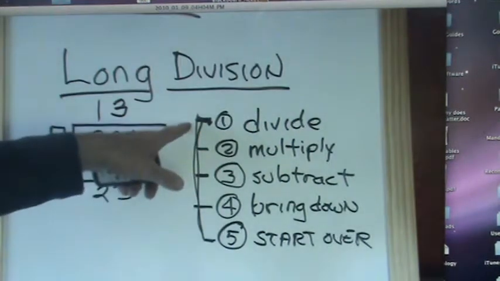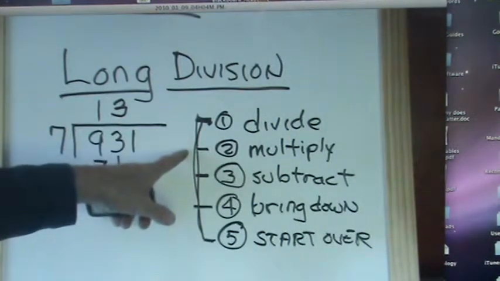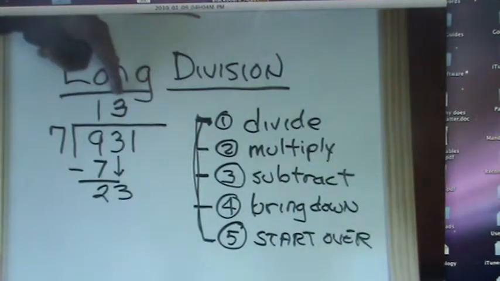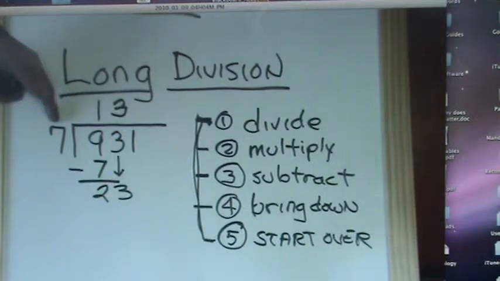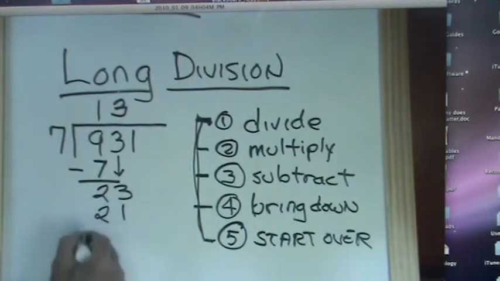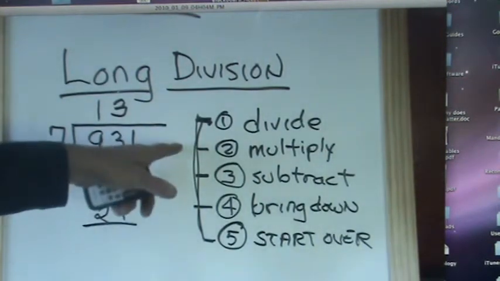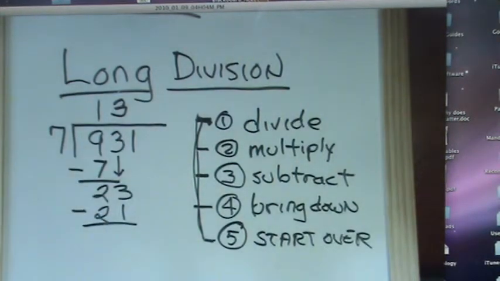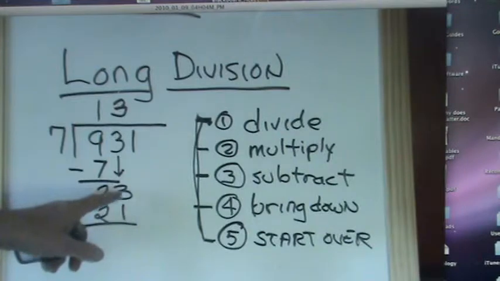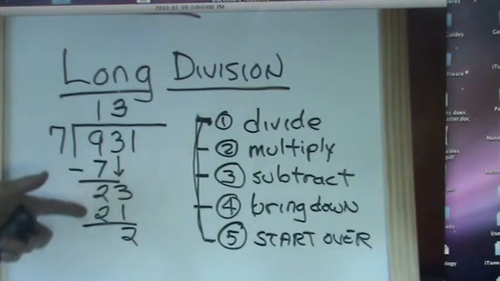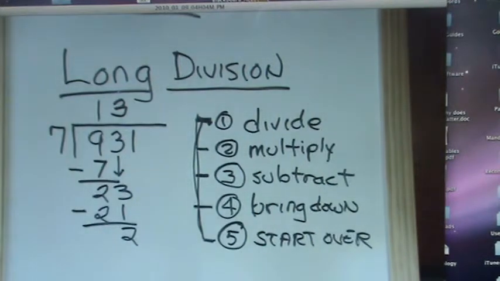So I've divided. Now I multiply. And what do I multiply? What times what? Always multiply the last number I put up here, multiplied by the divisor. So 3 times 7, 21. So now I've completed my multiplication. Now I subtract. 3 take away 1 is 2. 2 take away 2 is 0, so I don't have to do anything now.